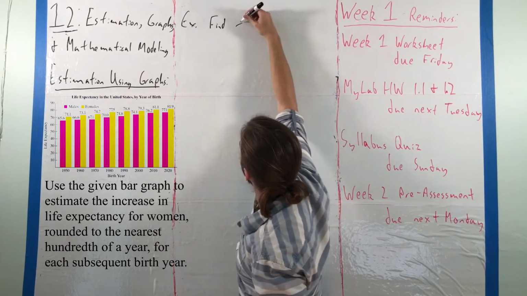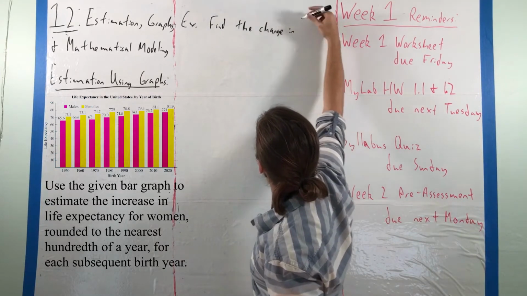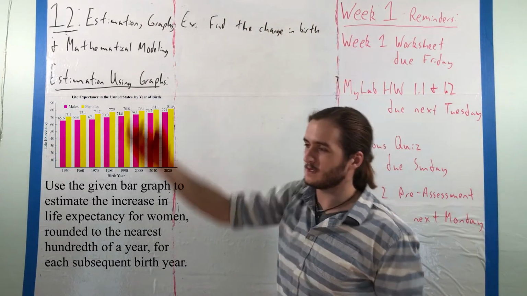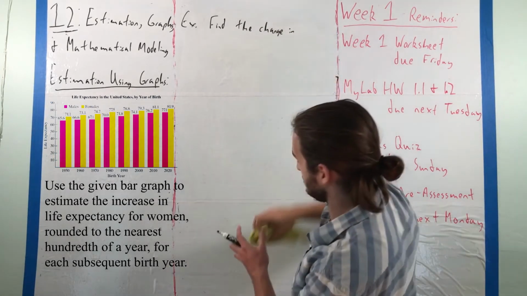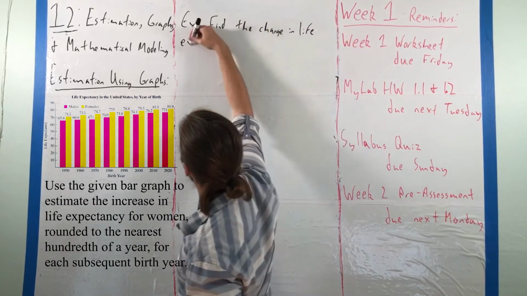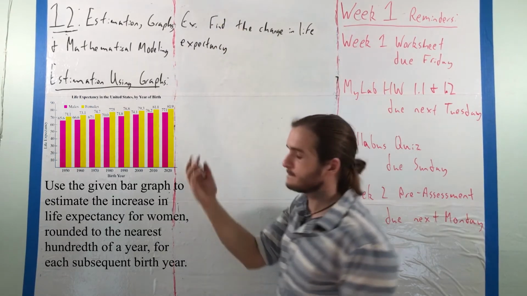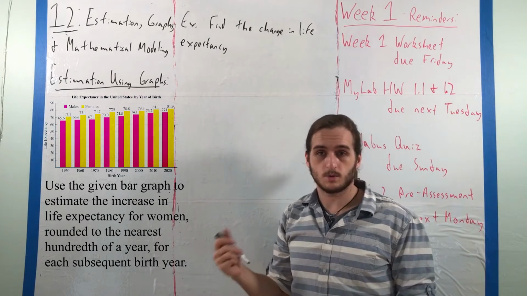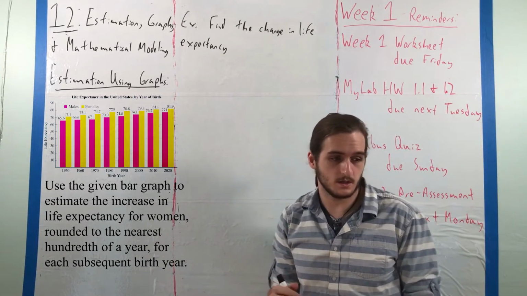is find the change in birth rate. Excuse me. Find the change in life expectancy. I said birth rate. Anyway, find the change in life expectancy from 1950 to 2020. What you do is just look at both of those bars for women in each of those years.